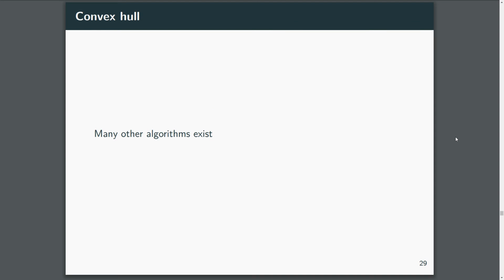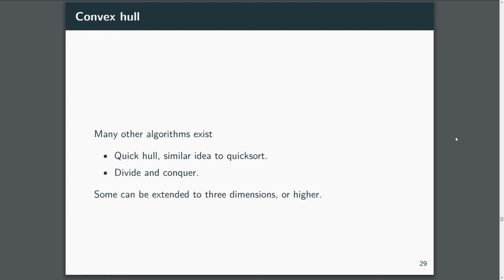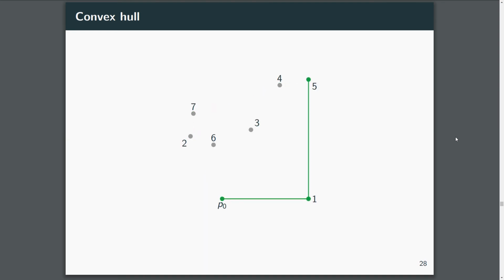Now, there are other algorithms which exist which solve the same problem. There is quick hull, which is a similar idea to quick sort. There are divide and conquer approaches to this, and some of these can be extended to 3 dimensions or higher. The Graham scan, the n-log-n algorithm I showed you, cannot be extended to 3 dimensions. However, the gift wrapping algorithm can. And the idea is very similar.